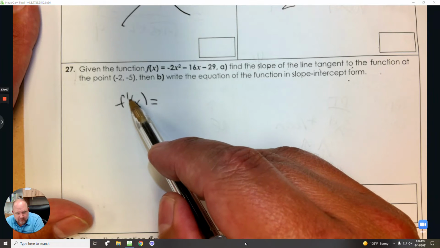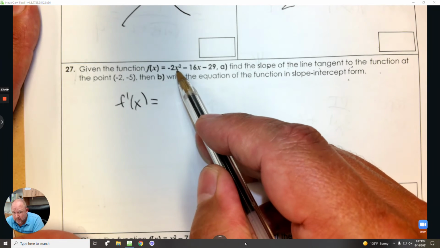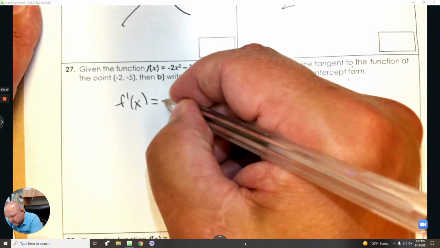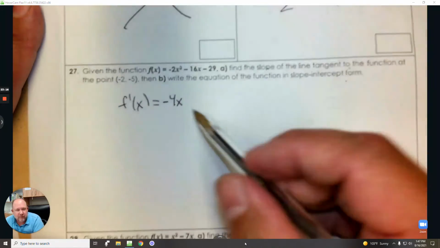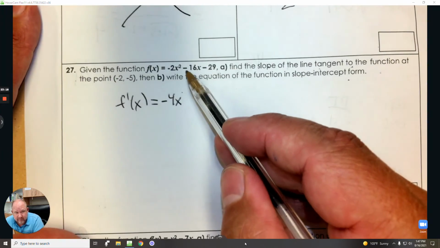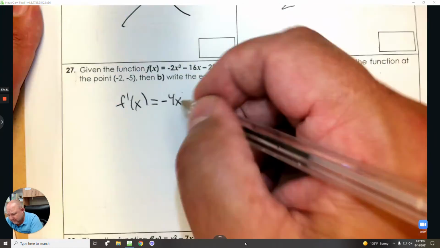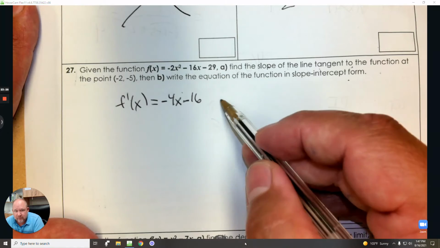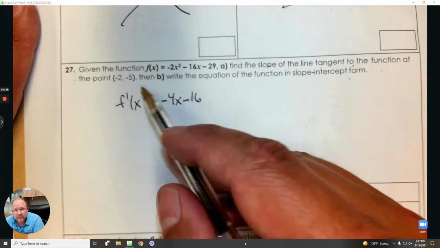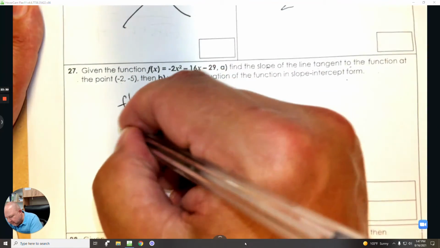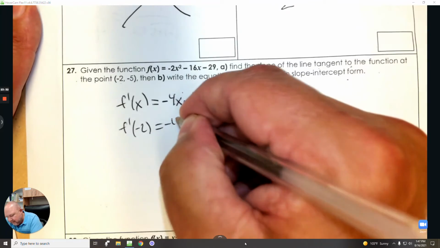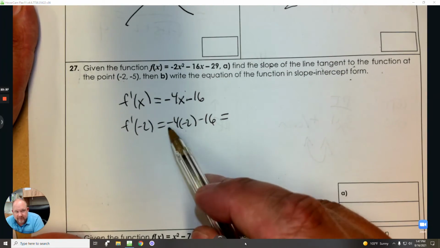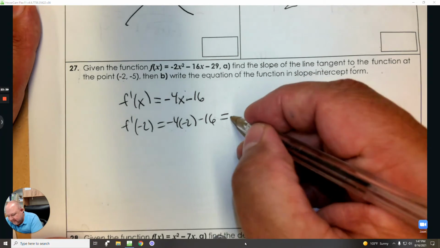And so that's the symbol for derivative. The power rule is you take the exponent times what's in front. So 2 times negative 2, and then subtract 1 from the exponent. The derivative of negative 16x is just negative 16. And the derivative of negative 29 is 0, so it doesn't need to be there. Next, we take the x value, which is negative 2, and we plug it into the derivative. So that's negative times a negative. That's 8. Take away 16, that's negative 8.